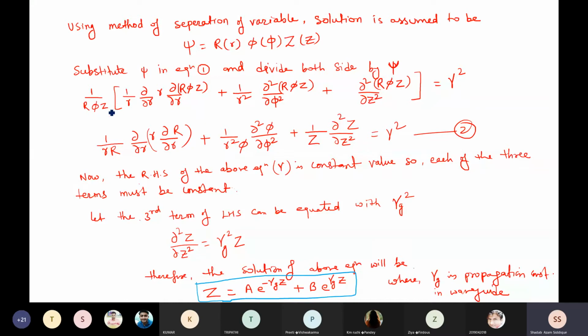So 1 by R phi Z, and that is written 1 by r del upon del r into r del upon del r into R phi Z, plus 1 by r square del square by del phi square R phi Z, plus del square by del z square R phi Z. Now because it is a partial differentiation, we can take all the other terms except R outside, as they act as constant values. So phi Z will come outside, and this phi Z will be cancelled out.